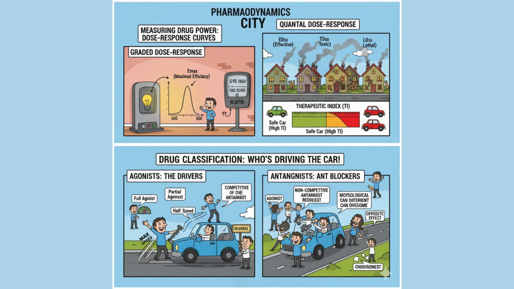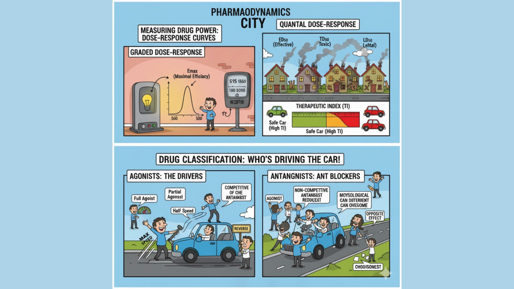That is the dose. Drugs like warfarin, a good blood thinner, and digoxin, used for heart failure, are famous examples with narrow therapeutic indices requiring careful monitoring. Lithium is also an example. And then we have drug classification, like who is driving the car.